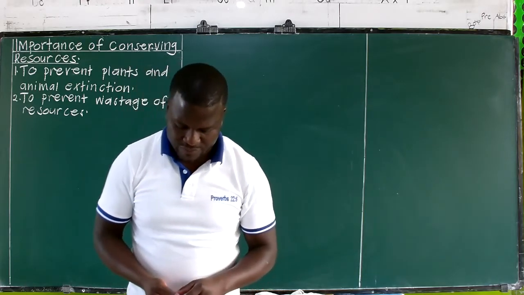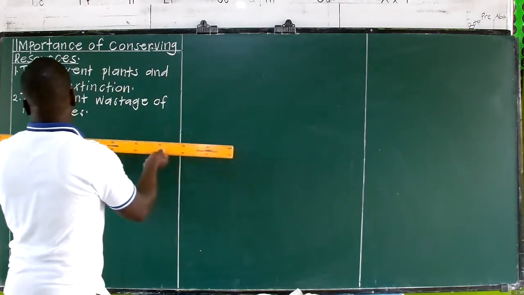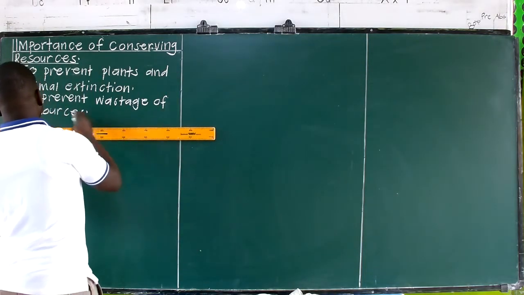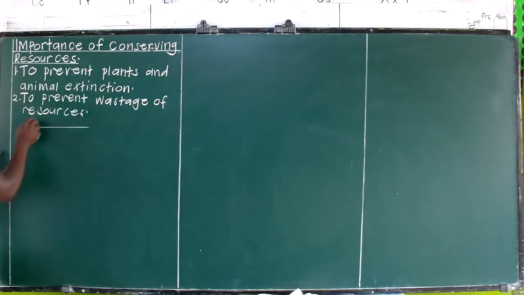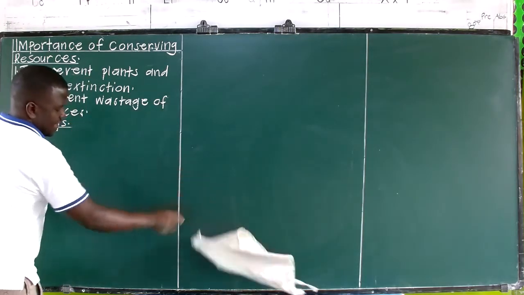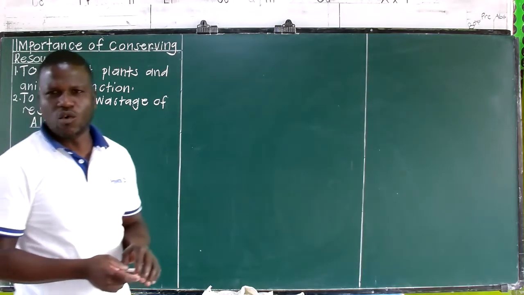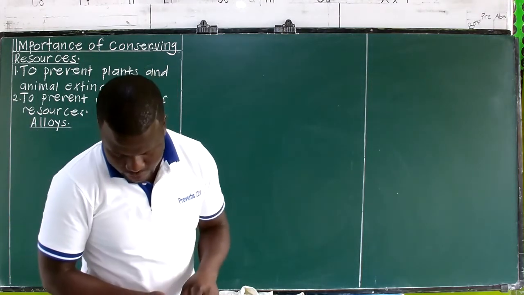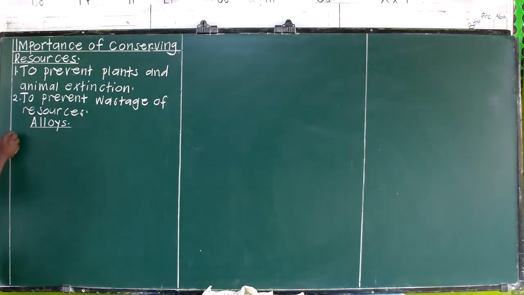Let's look at alloys. What is an alloy? An alloy is a mixture of two or more metals.